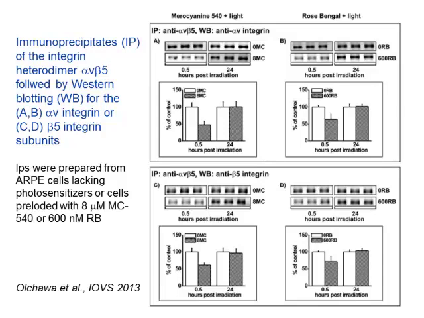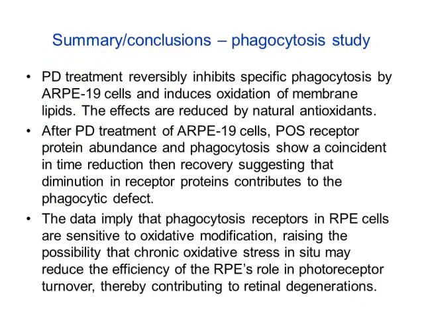Now, what's also important, the process is reversible. After 24 hours, you see that the level of that receptor responsible for phagocytosis goes back to normal, which is consistent with the data we observed when we detected the activity of cells to phagocytose after 24 hours. It was pretty much back to normal. So, in a summary, we say that photodynamic treatment reversibly inhibits specific phagocytosis by ARPE cells and induces oxidation of membrane lipids. Well, the effects are reduced by natural antioxidants, particularly the oxidation of membrane lipids.